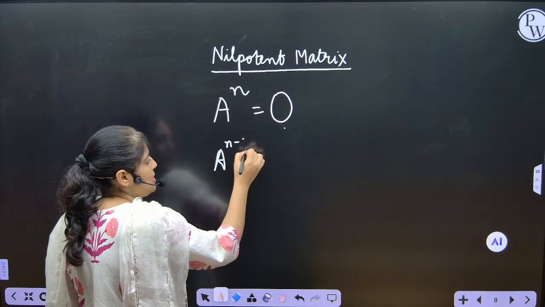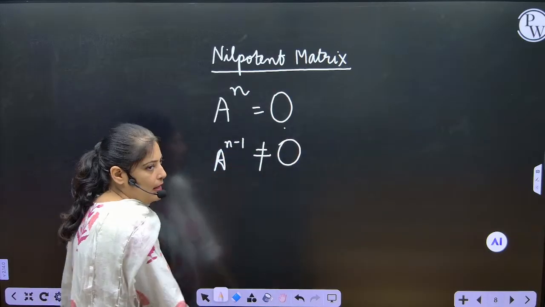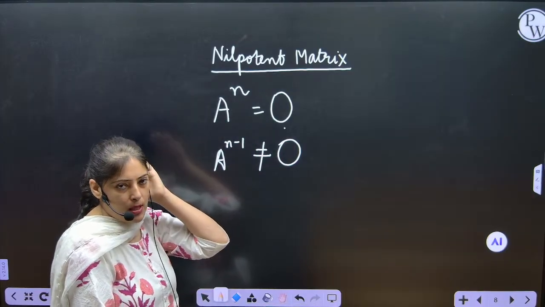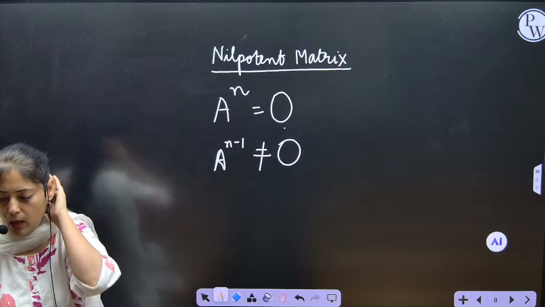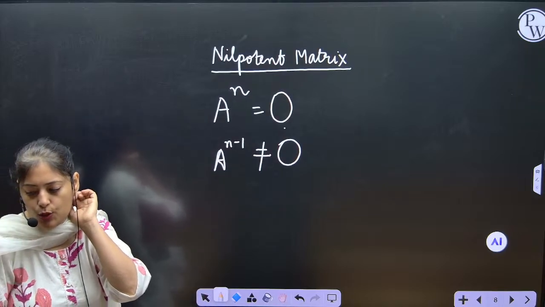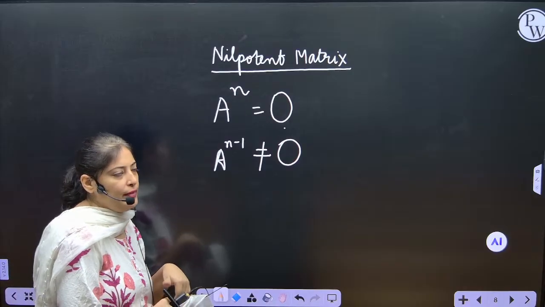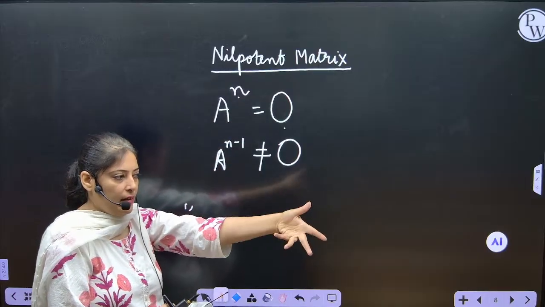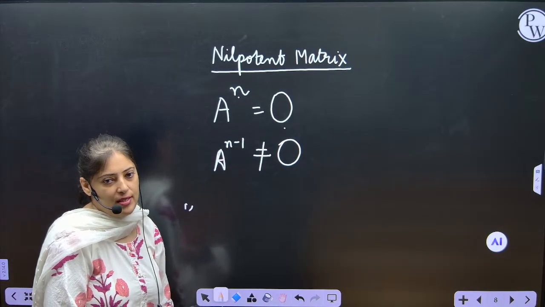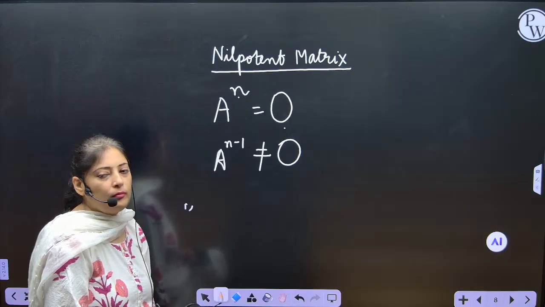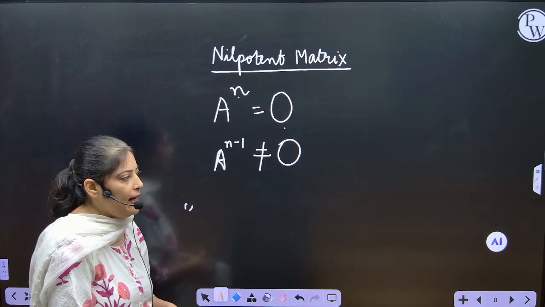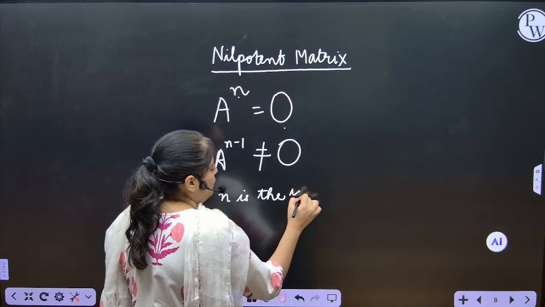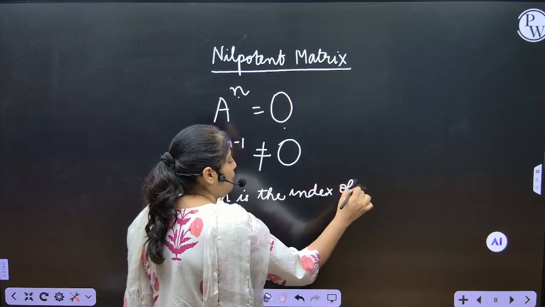The main condition is its previous power was not a null matrix, but subsequently it came out to be 0. So this n is known as the index of nilpotency. This is the index from where it has started coming out to be the null matrix. Okay, n is the index of nilpotency.